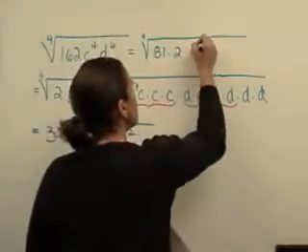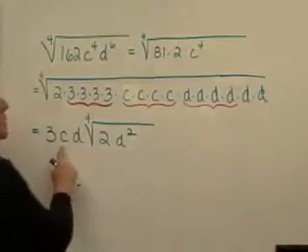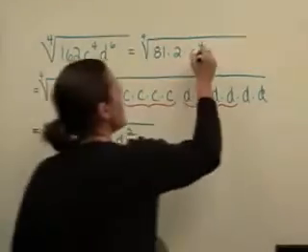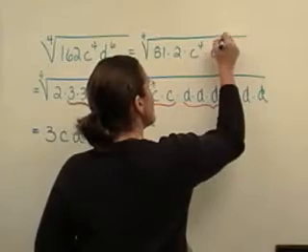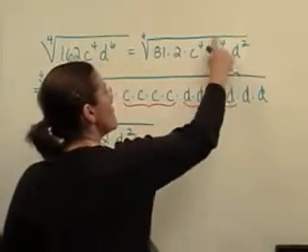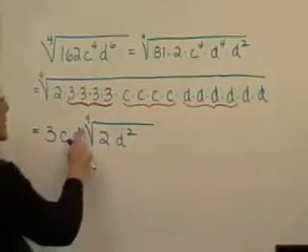I might have left the c to the 4 there because I know that c to the fourth, and I want the fourth root of it, gives me c to the first. 4 divided by 4 is 1. And then I probably would have written d to the sixth power as d to the fourth times d to the second, because I know this expression right here, d to the fourth, when I take the fourth root of it, gives me d to the first.